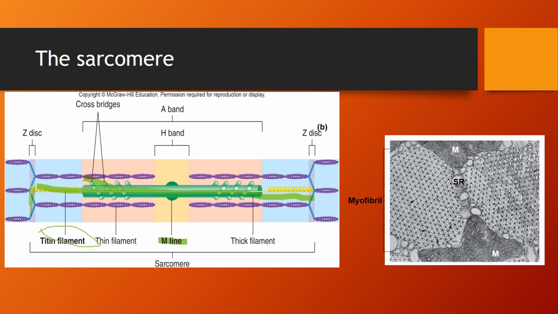When we look at a myofibril, we see this hexagonal shape, and what I'm highlighting here is an electron micrograph of a muscle. This hexagonal shape is the myofibril, the SR denotes the sarcoplasmic reticulum, and these M's represent lots of mitochondria, because we need lots of energy for our skeletal muscles.